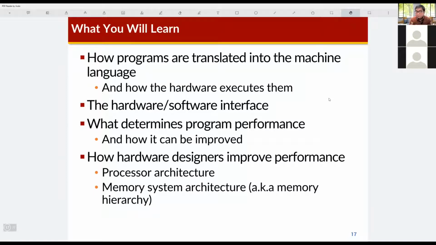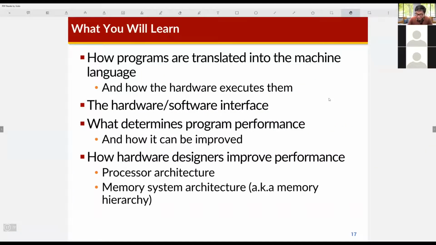For the memory hierarchy and pipelining, we will learn how to design better computer hardware. We will learn about pipelining to improve the performance of the processor. Also, we will learn about the memory hierarchy, how to efficiently use the data in the memory systems. Okay.